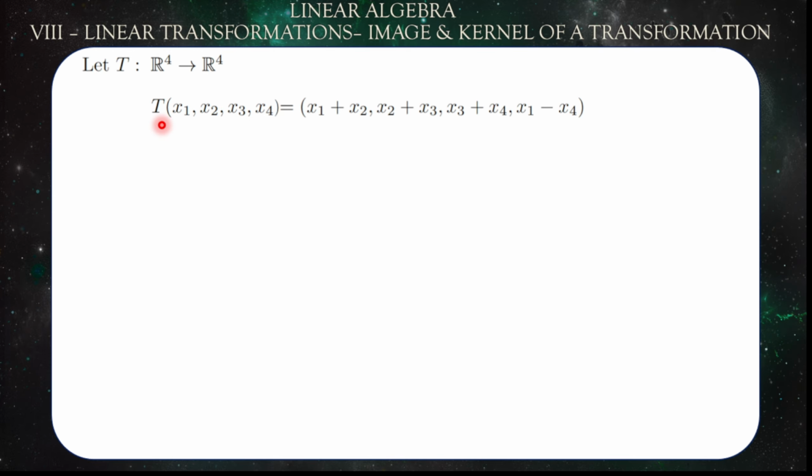Another exercise: let T be the transformation from R4 to R4, given by T(x1, x2, x3, x4), having 4 parameters, 4 variables, equal to (x1 plus x2, x2 plus x3, x3 plus x4, x1 minus x4). So we can notice you will have 4 rows within the matrix. You can pause the video and try to solve it: form the matrix at first, then get the kernel, which is the solution for Ax equals 0, x being the kernel, and then find out the image and the rank of this transformation.